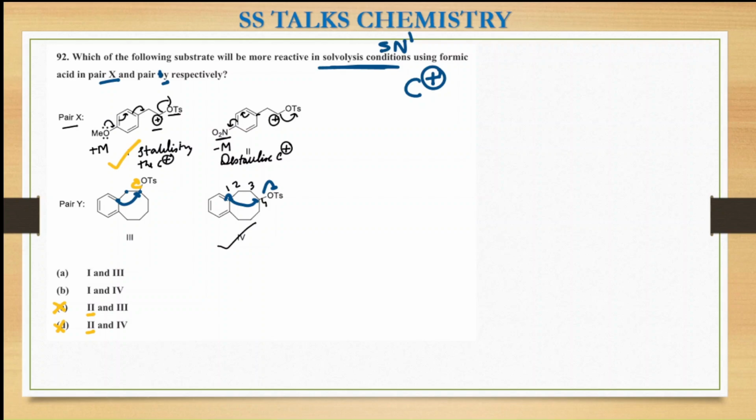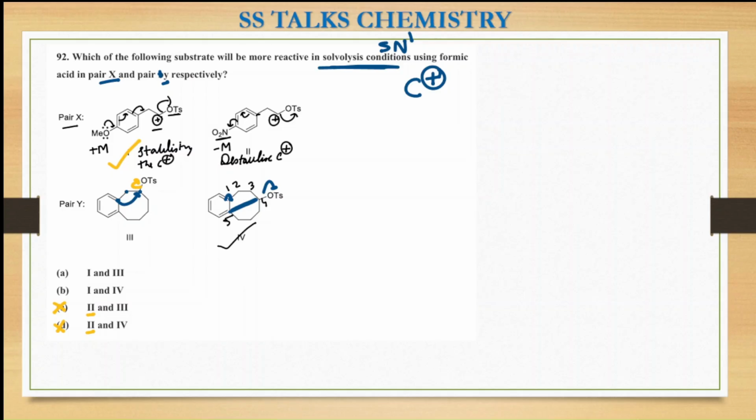You can see if you are doing it from this particular site, through this carbon center, you will get an even more stable ring. It will be 1, 2, 3, 4 and 5, a 5-membered ring that I'm getting. So that is going to give the faster rate, right? That means among 3 and 4, the fourth one will be the one that gives the faster rate of reaction.